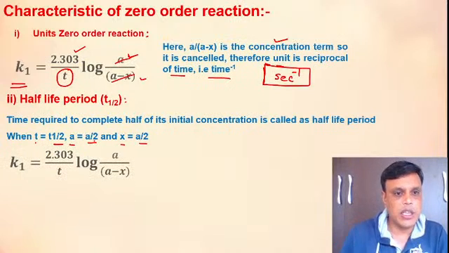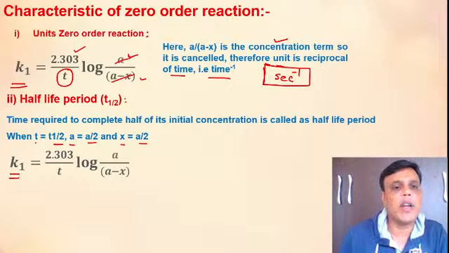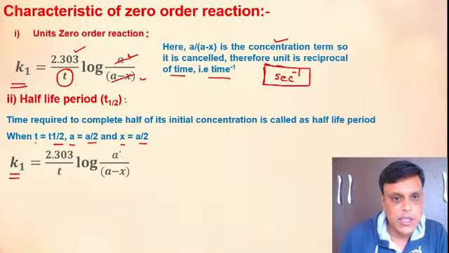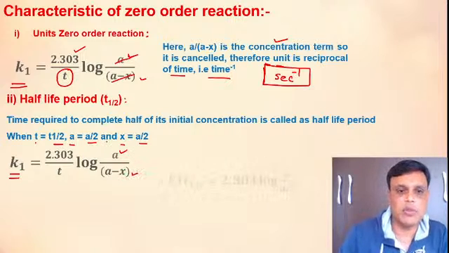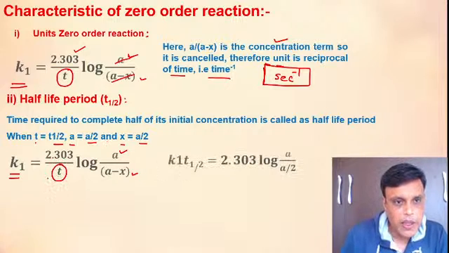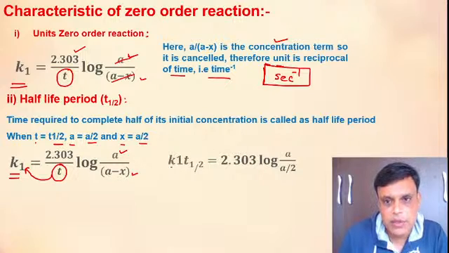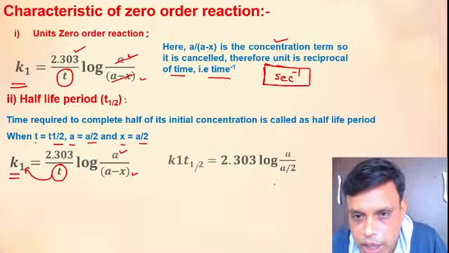So let us take this equation, which is the integrated rate law equation for first order reaction. K1 is equal to 2.303 divided by t, log a by a minus x. Instead of this a and a minus x, we will put these values. After putting and rearranging, we will get K1 is equal to... t, which we have transferred to this side. So K1 times t half is equal to 2.303. Instead of a, we will put a. Okay, no problem there. Instead of a minus x, we will put a by 2.